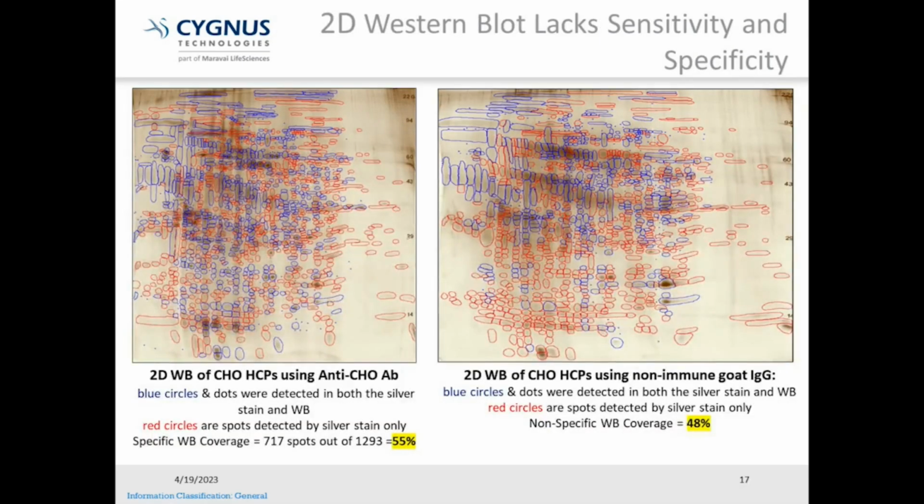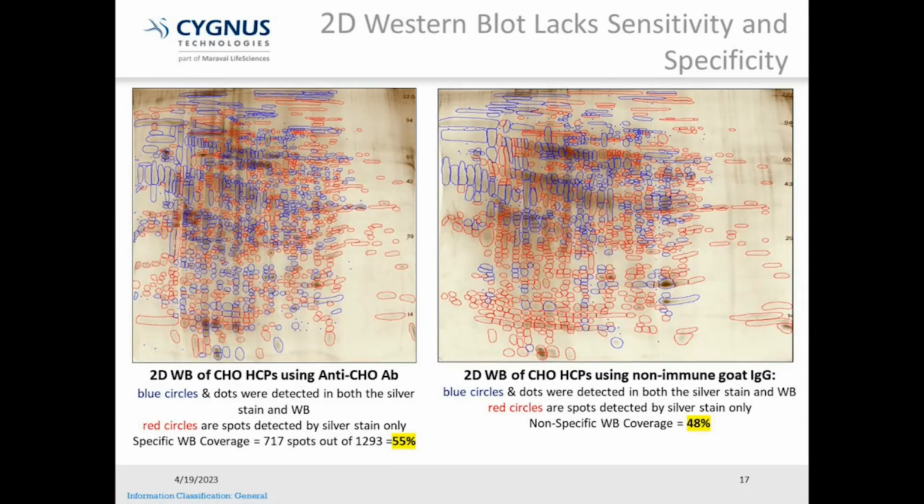For lack of better methods, 2D Western blot has traditionally been performed from 2D page with protein transfer to membranes for 2D Western blot comparison to silver stain. The in-depth discussion and data review demonstrating the limitations of 2D Western blot for host cell protein coverage analysis or detection of host cell protein that could potentially co-purify with a drug substance is outside the scope of this particular presentation.